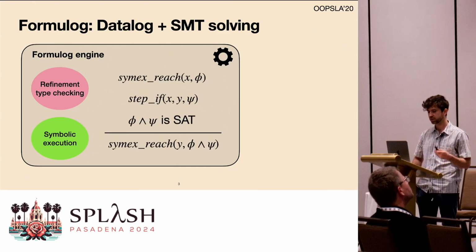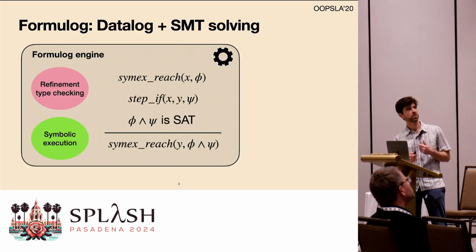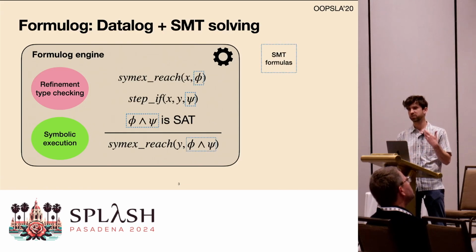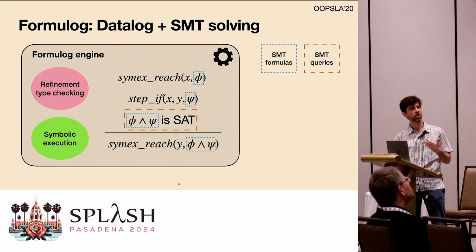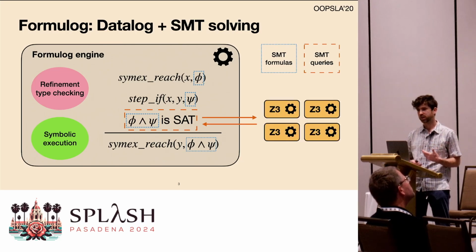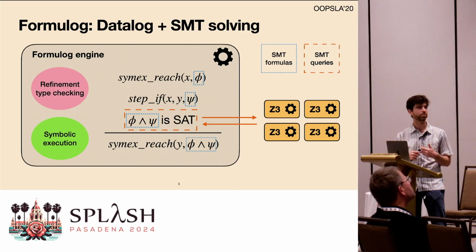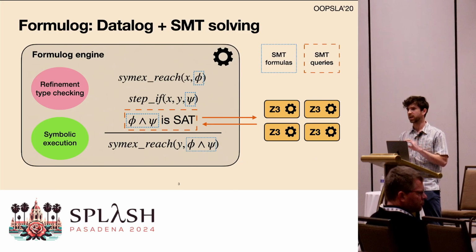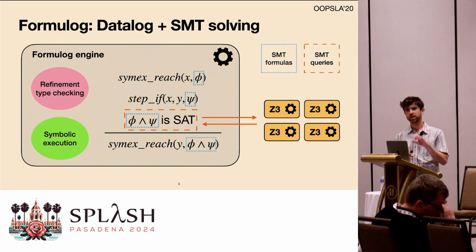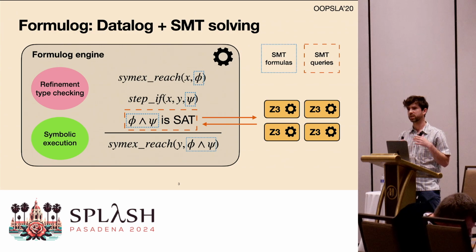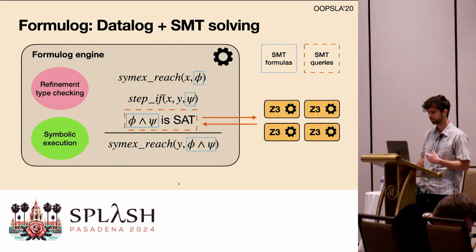So Formulog allows you to mechanize inference rules like this one, where you have SMT formulas occurring as terms within the rules, and then you also have SMT queries, such as checking for satisfiability. And what happens is when you evaluate this Formulog program, and you get to the satisfiability query, it's going to be sent off to a pool of external SMT solvers. And the key thing is that for a Formulog analysis, the SMT solving component can be one of the largest parts of the computational workload, unlike a traditional Datalog analysis.